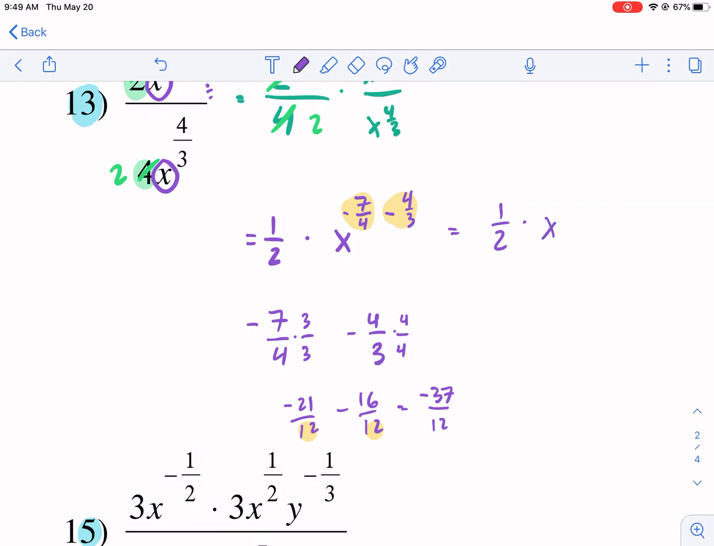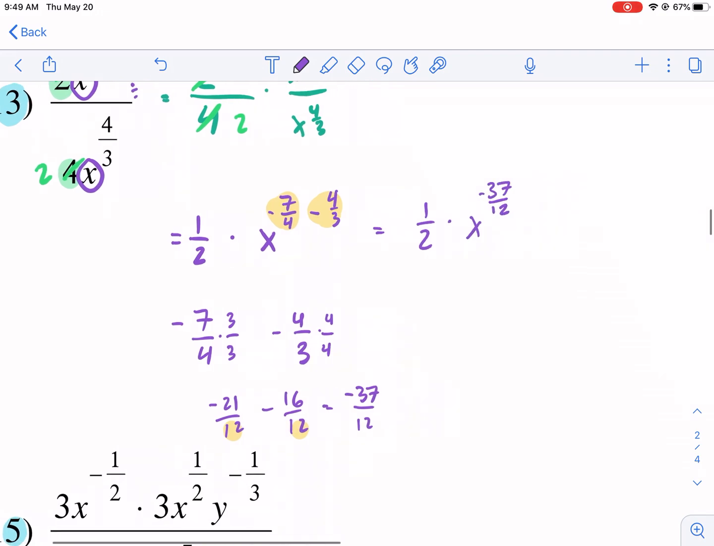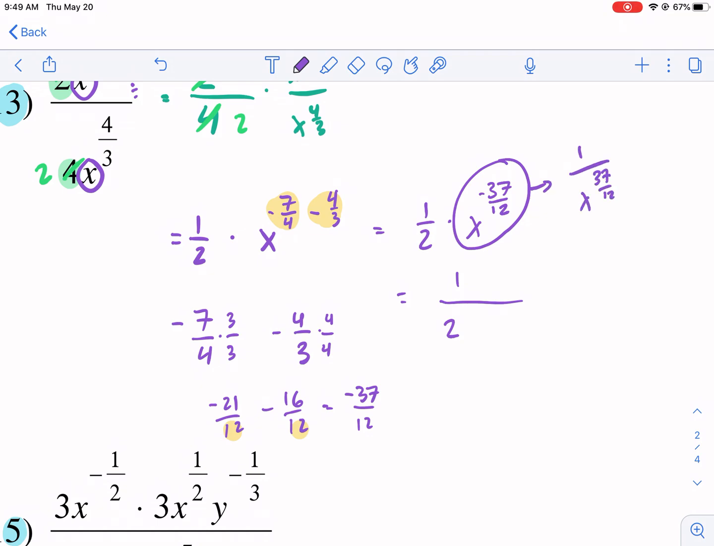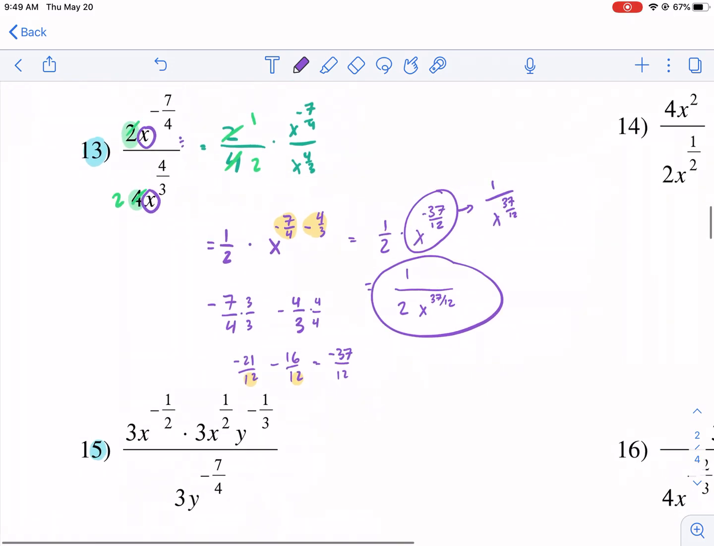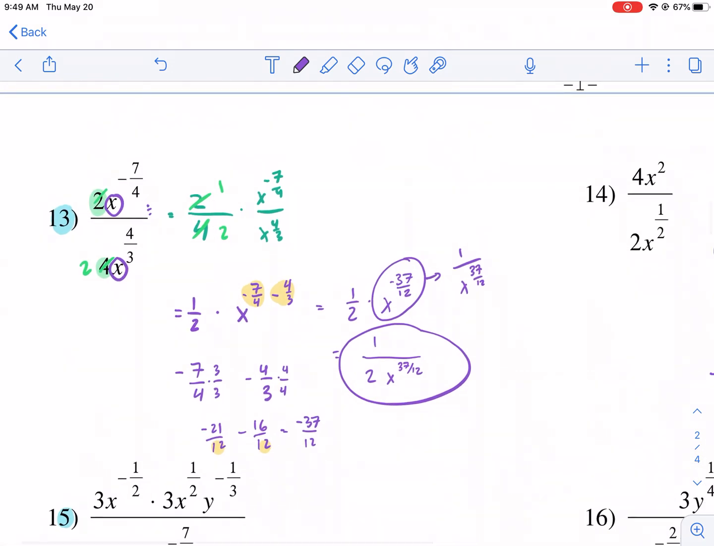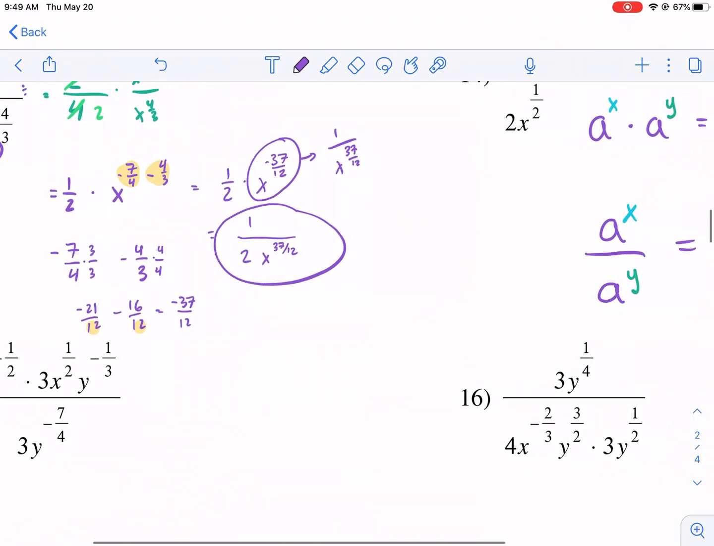1/2 times x to the negative 37 over 12 power. We should really put that in the denominator. So if it's already 1 over 2, 1's in the numerator, 2 is in the denominator, and because this is negative, this gets rewritten as 1 over x to the 37 over 12 power. So that can go in the denominator with the 2, x to the 37 over 12 power. And there's our final answer. Looks pretty ugly, but it's just because we have some weird fractions being combined there.